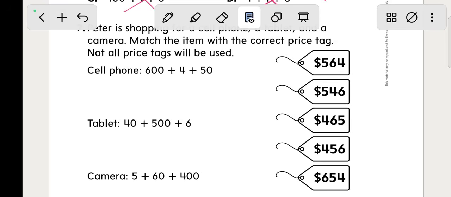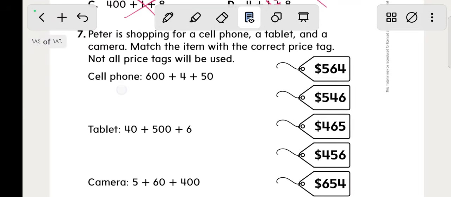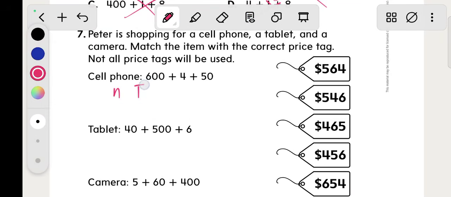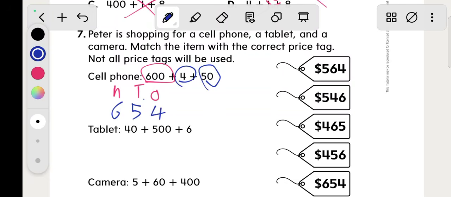Here is expanded form, and we need to collect them. Okay, so easy. Write HTO. Who's in hundreds place? 600. So in hundreds place you have to put just 6. Who's in tens place? It's 50. So in tens place you have to put 5. And who's in ones place is just 4. So the answer is 654.